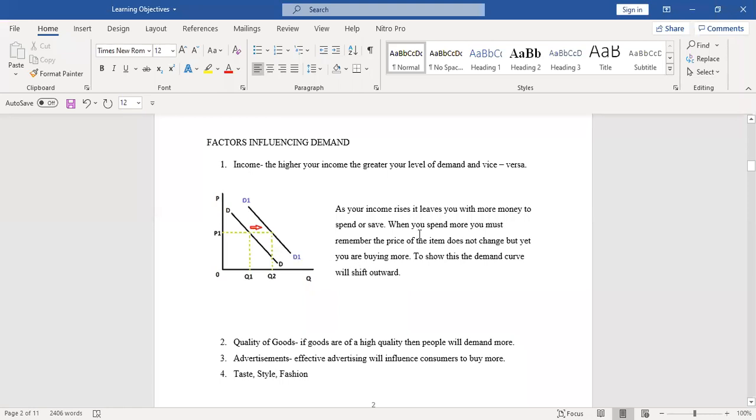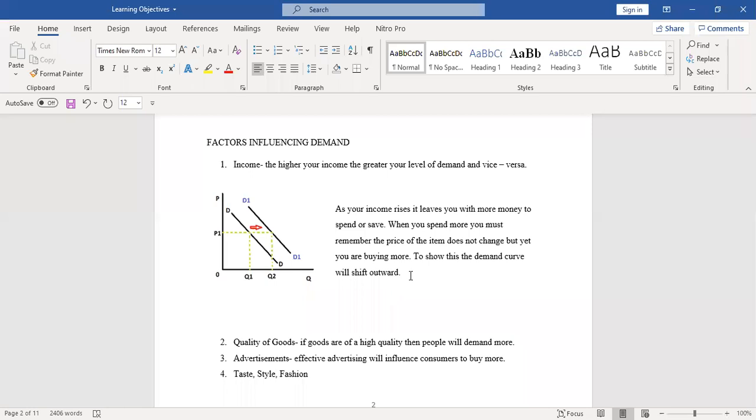Okay? So when you spend more, you must remember that the price of the item does not change, but yet you are buying more. To show this, the demand curve will shift outward. An outward shift of the demand curve, guys, indicates to you that you are now demanding more. And I want you all to remember that. An outward shift of the demand curve indicates that you are now demanding more of this product. Okay? We're going to look at quality of goods.